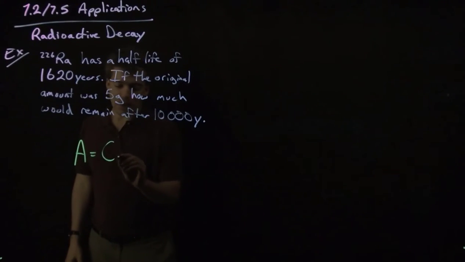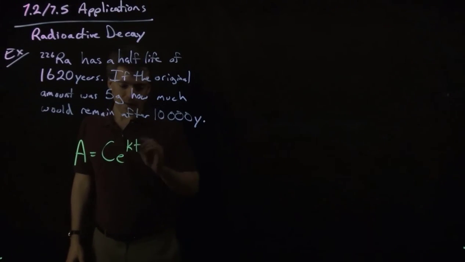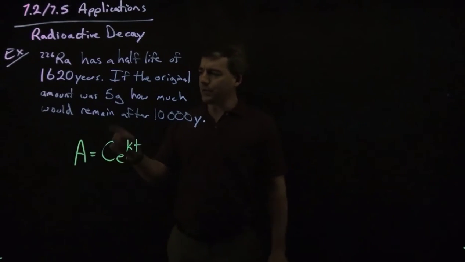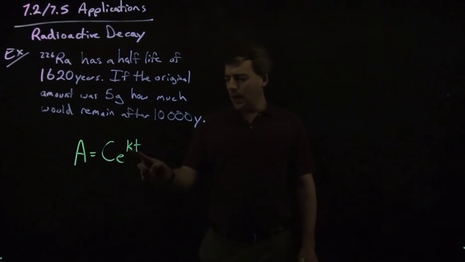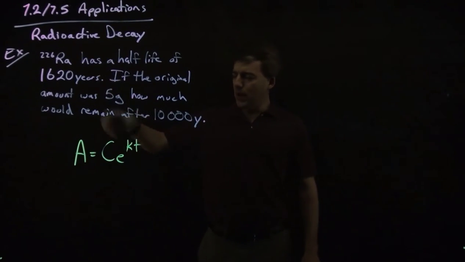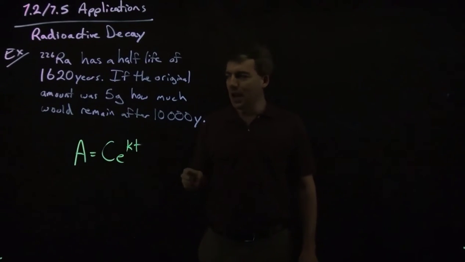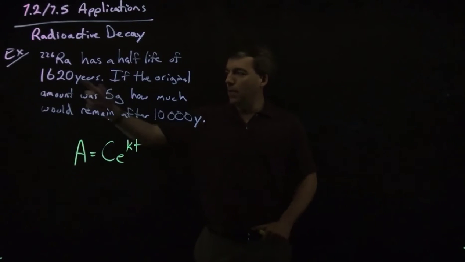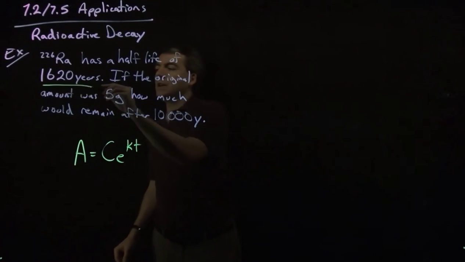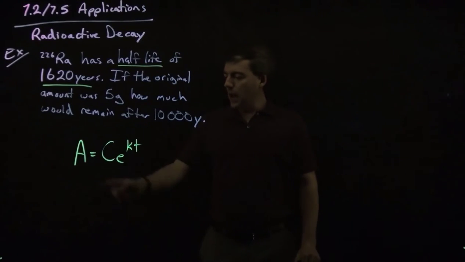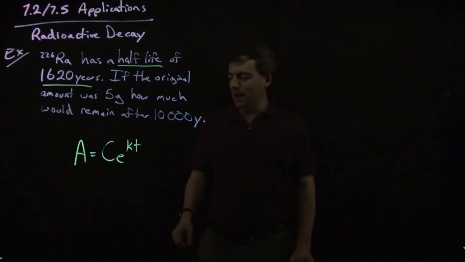We have Ce^(kt). C here is the initial amount. We have that 5 grams. K is a constant that tells us how fast this decays. We can get that through this half-life, knowing the half-life here is 1,620 years. And t is the time left to decay.